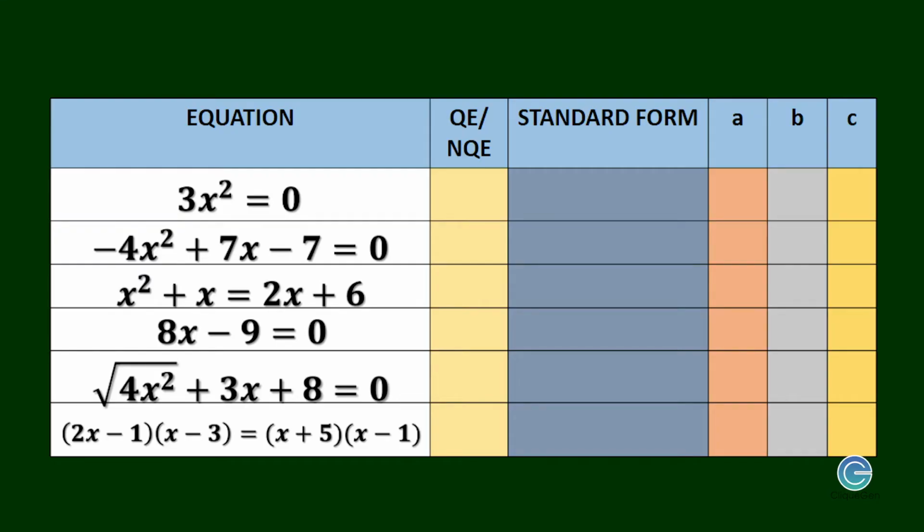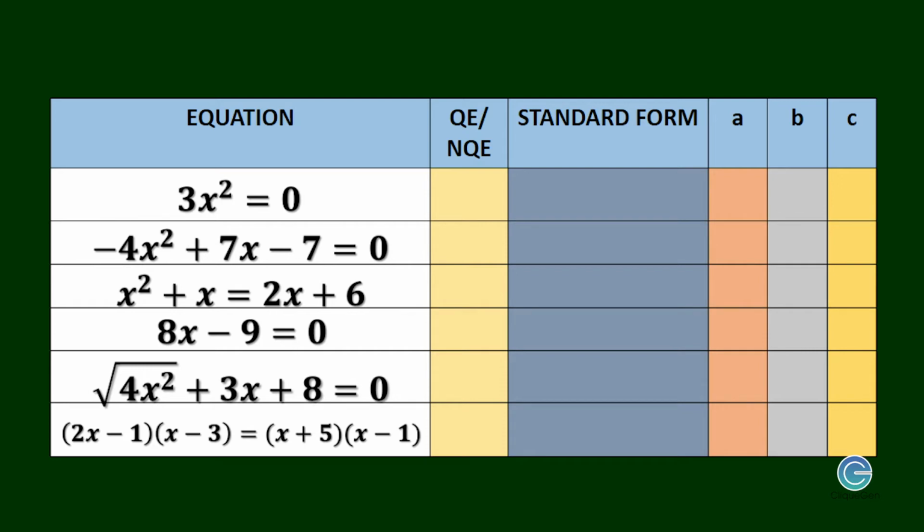For our next examples, we will complete the table that follows. First, we will identify if the given equation is quadratic. Next, we have to make sure that the equation is written in standard form. If not, then we have to write it in standard form.